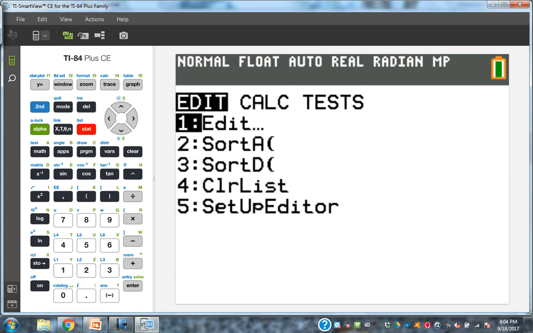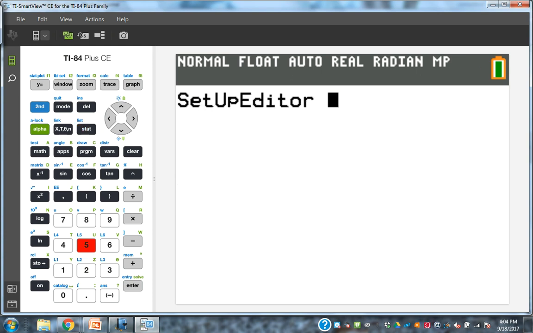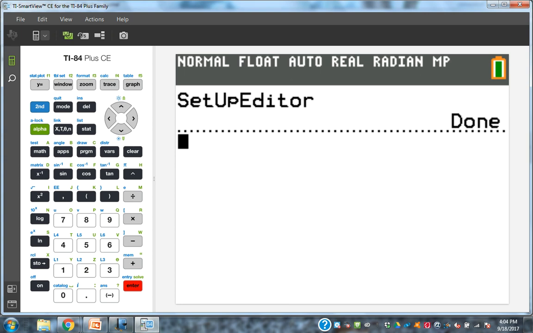Okay, and you should get to this menu. And then I'm going to hit number 5 for Setup Editor, and then hit Enter. What that does is it resets your stat menu so that if for some reason you've got one of the lists not showing up on your calculator, it puts it back. So if you had a list that disappeared, it'll put it back, and everybody's is set to the same place now. So you don't have to do that every time. I just try to do that the first time so that everybody can be on the same page when we start.